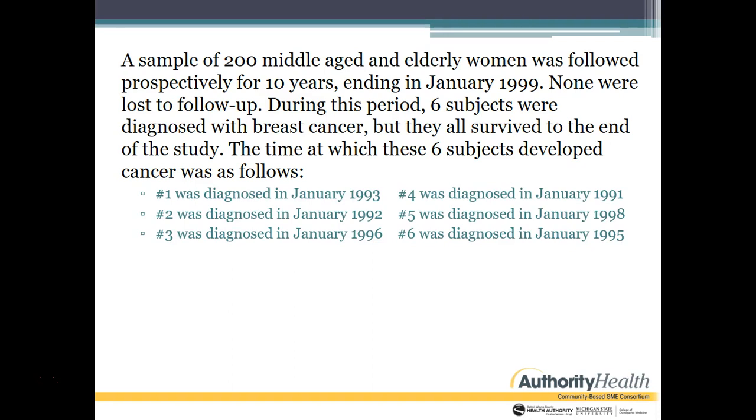All right, let's look at this. These problems are so wordy, I know. A sample of 200 middle-aged and elderly women was followed prospectively for 10 years, ending in January 1999. None were lost to follow-up. During this period, 6 subjects were diagnosed with breast cancer. All survived to the end of the study. And then the problem gives you the times at which these 6 subjects developed cancer.